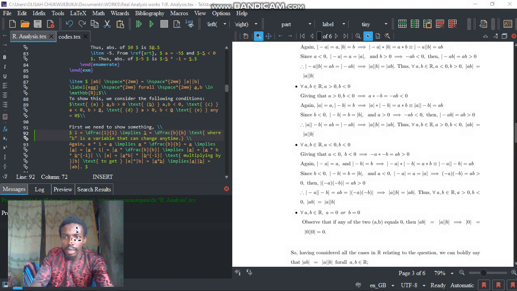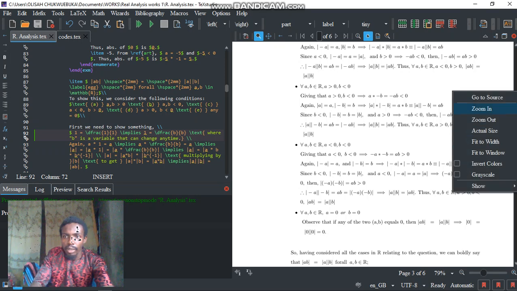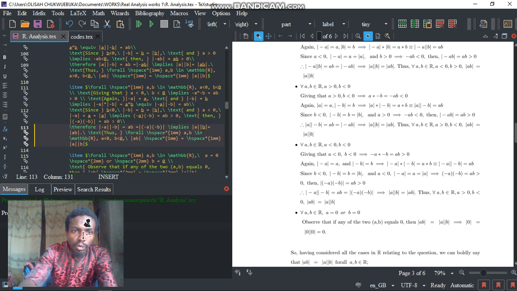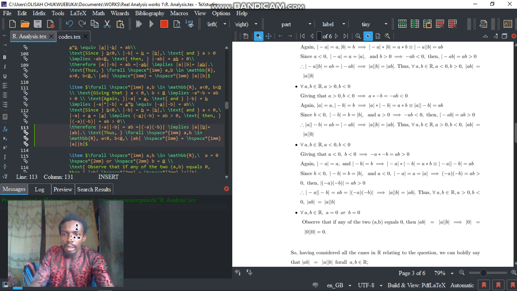Oh, there is a mistake I made here. I said A greater than 0. You can quickly go to the source and correct it. So A less than 0, to correct it and run the code. You see, we've corrected it.